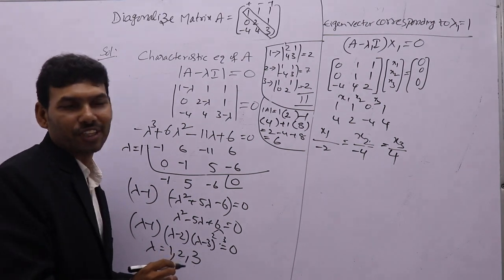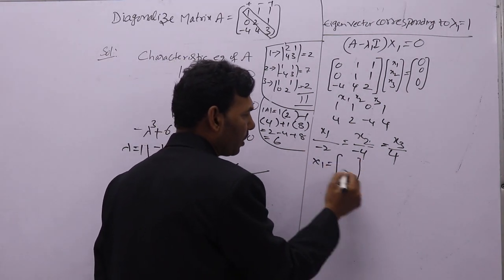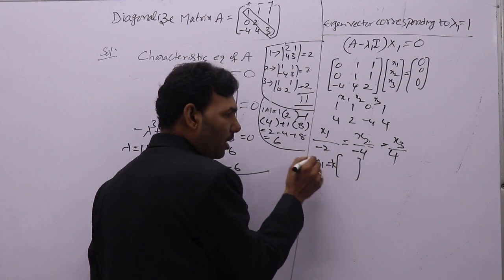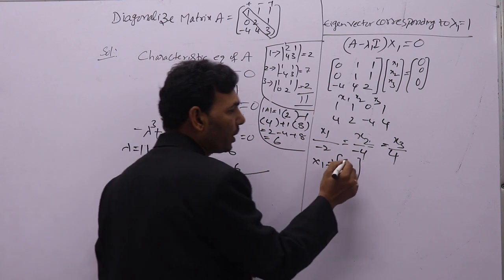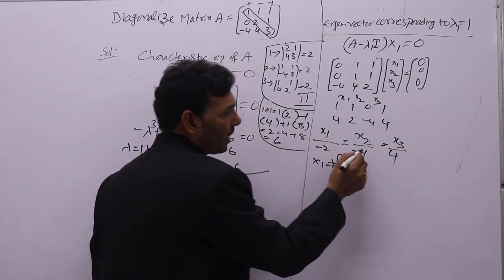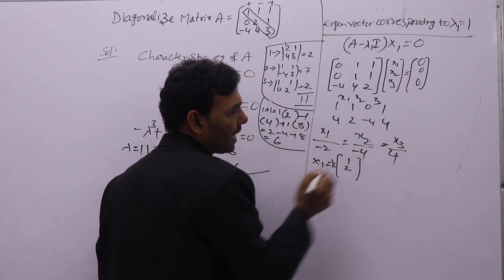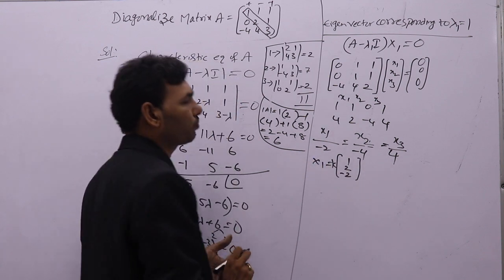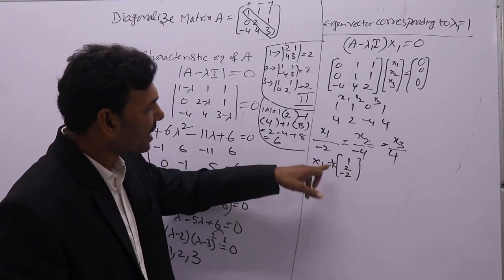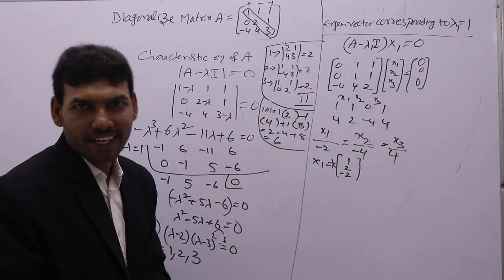Now cancel with 2. If you cancel, you will get the first eigenvector like this: 2, 1, or cancel with minus 2 also to avoid the minus. Minus 2 into 1, minus 2 into 2. If you cancel with minus 2, what you will get? Minus 2. So if you take minus k common also, you will get 1, 2, minus 2 as the first eigenvector.